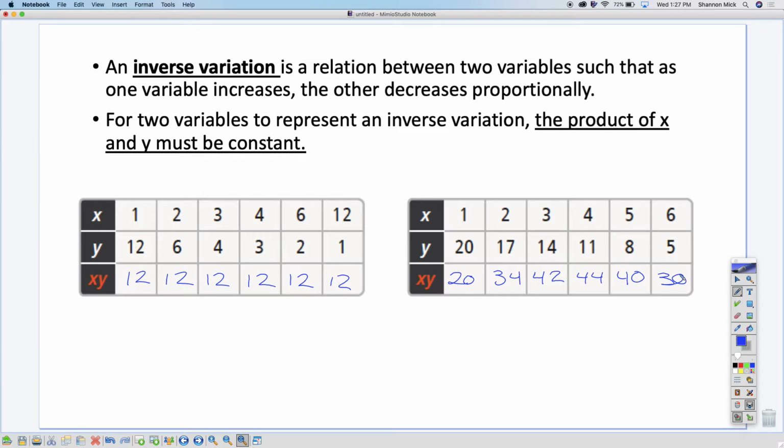Do I need to write those boxes down? That's up to you. You'll have the next two examples. Like the next two, I'm going to make you do.